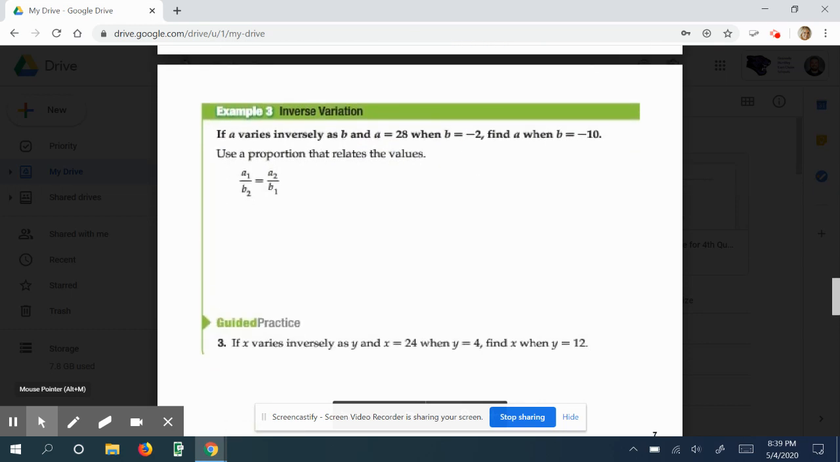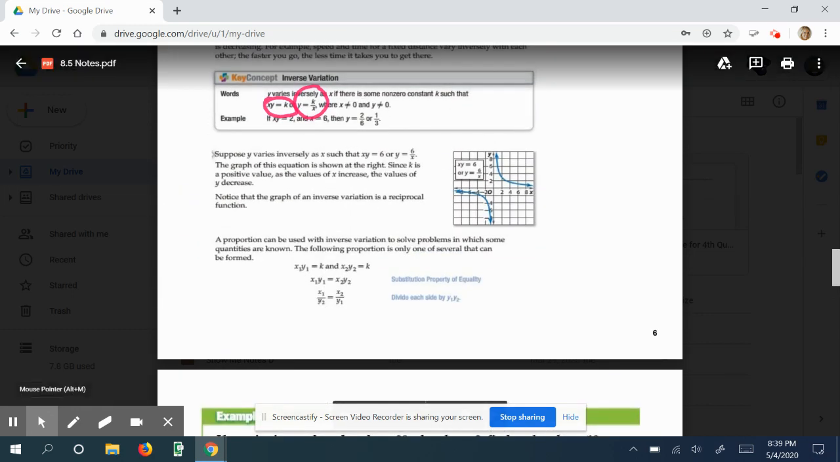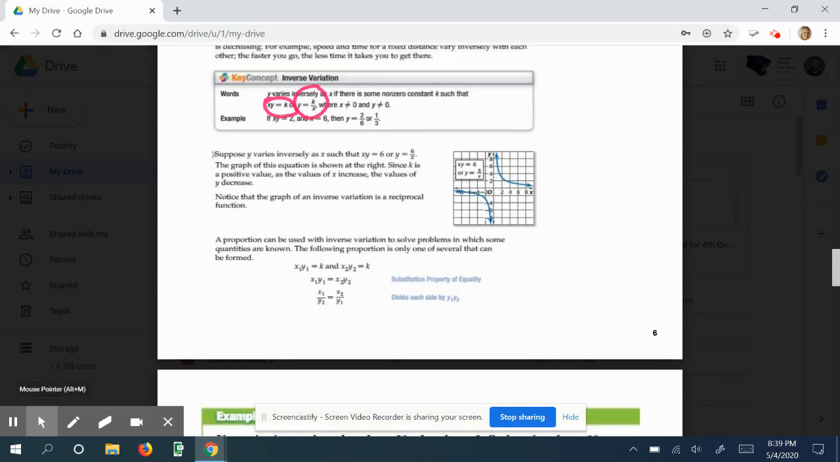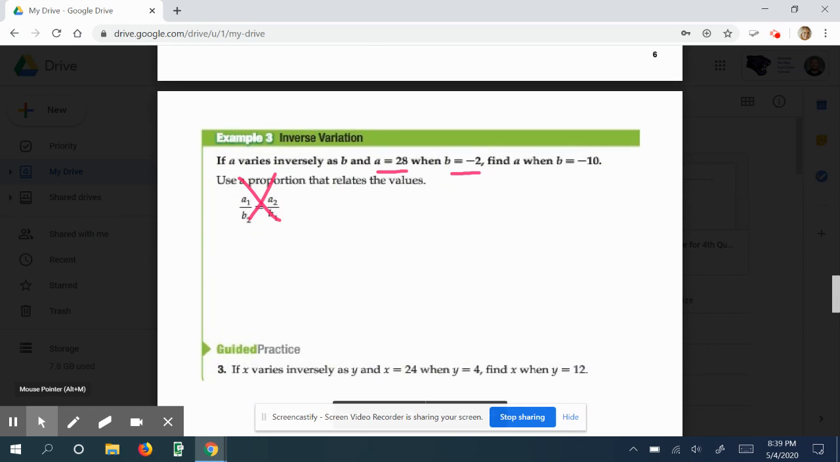Okay, so it says if A varies inversely with B and A is 28 when B is negative 2, find A when B is negative 10. So what I'm going to do is I'm going to say this, okay? When A is 28, B is negative 2. So I'm going to say, well, if we go back to the problem, it says that x times y equals some k. So that's what we're going to say. So instead of x's and y's, we use a and b.